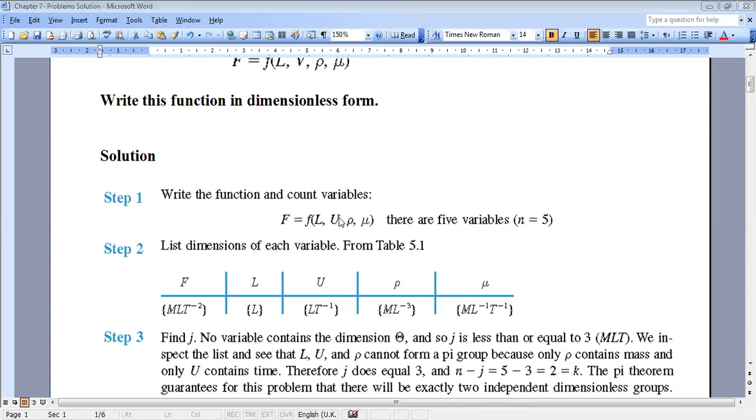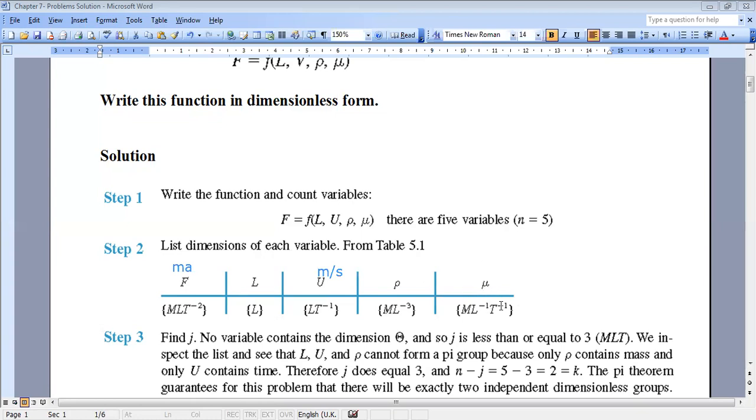You can choose what you want. So here, for example, if we choose to work in MLT, and you forgot the dimension of force, just go back to the relation: force is equal to mass times acceleration. So the dimension of force will be M L T^-2, because the acceleration is in meter per second squared. Now the second variable we have is L. The dimension is L, of course. For the velocity, it's meter per second, so it's L T^-1. Now for ρ, the density is in kilogram per meter cubed, so it's M L^-3.